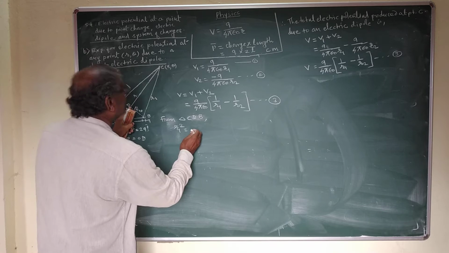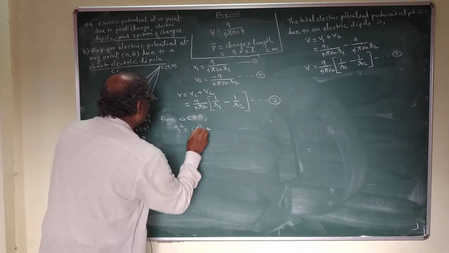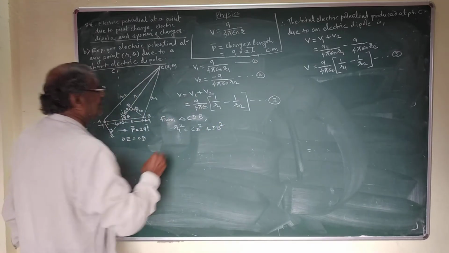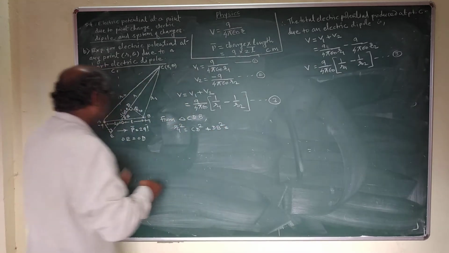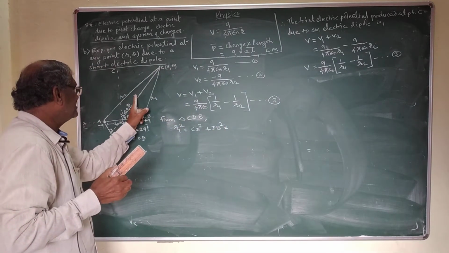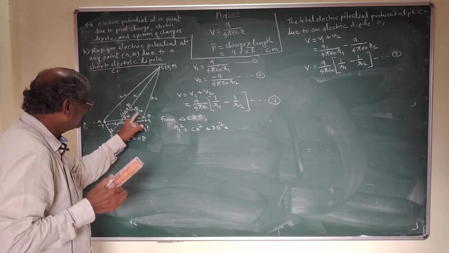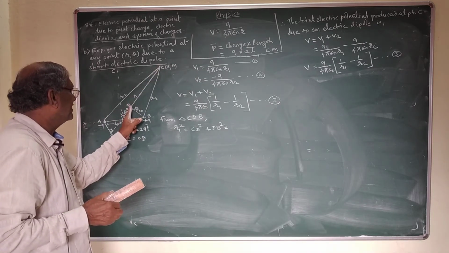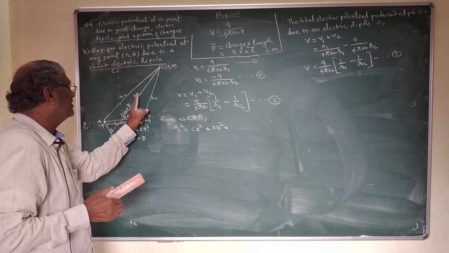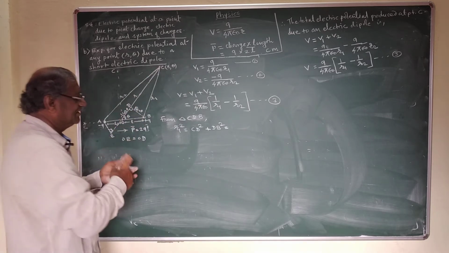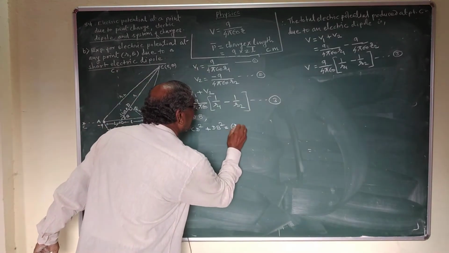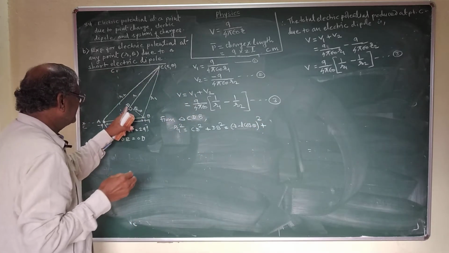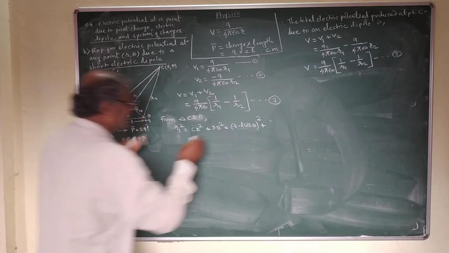CD square plus DB square. CD is equal to R minus L cos theta. This side is L sin theta, this side is L cos theta. Therefore, OC is equal to R, so CD is R minus L cos theta. That is, (R minus L cos theta) whole square plus DB square, meaning L square sin square theta.